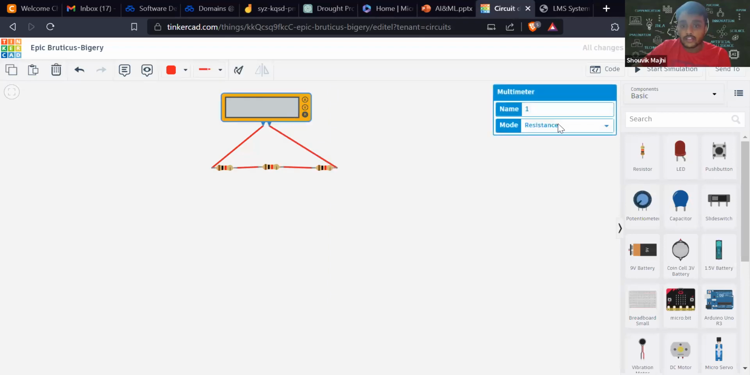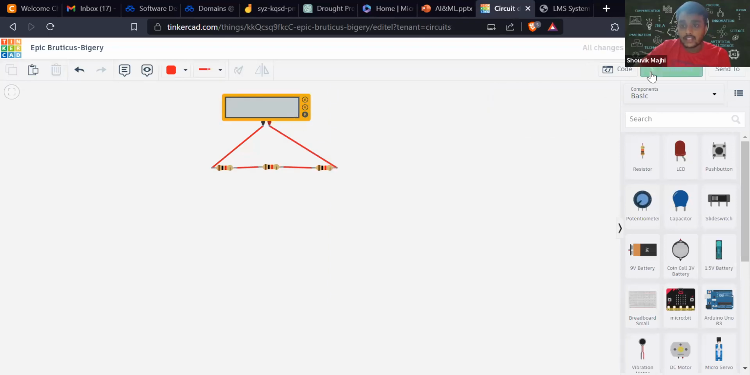It's already in resistance mode, so let us start the simulation. See, it's giving me 3 kilo ohms. So when you connect resistors in series, the resistance adds up. Similarly, you can check how the connections work in parallel also.